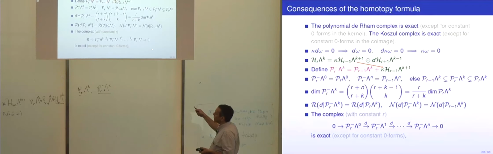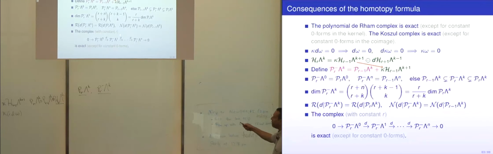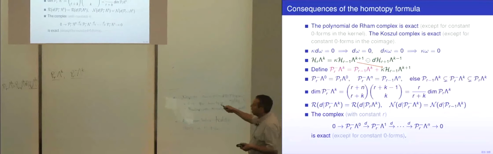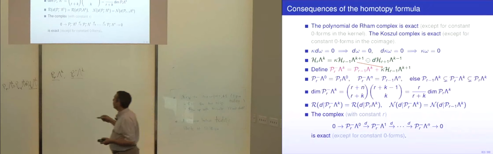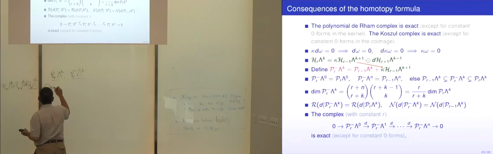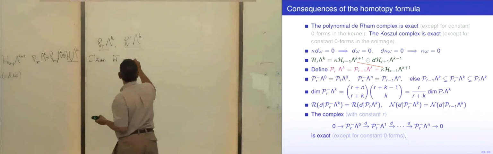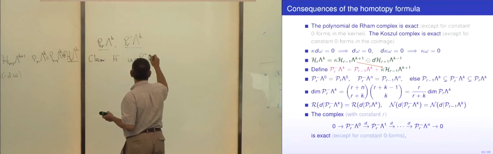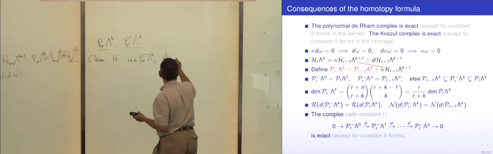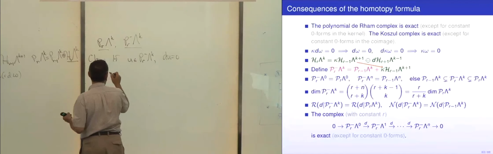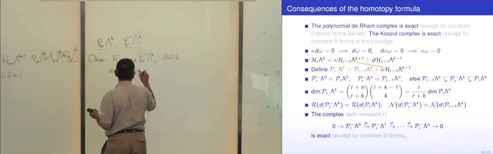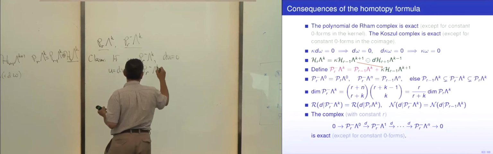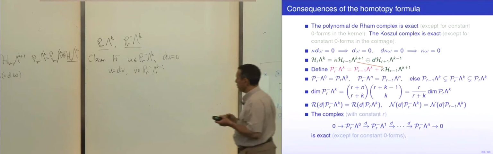And let me show you that it's an exact complex, that we haven't added too much here, that the homology is still 0. So what do I have to show? That if u is in P_r minus Lambda^k and du equals 0, then u is equal to D of some v in P_r minus Lambda^{k-1} with the same r. So let's see what happens.